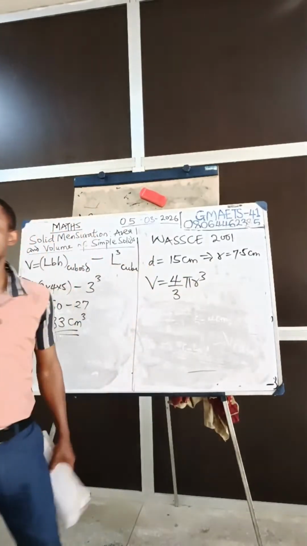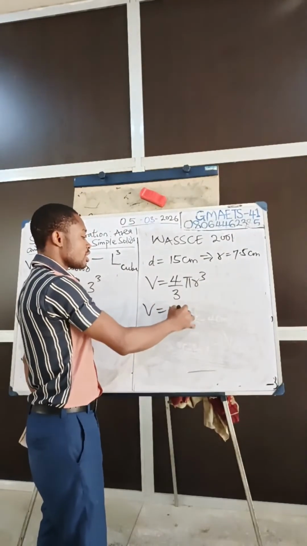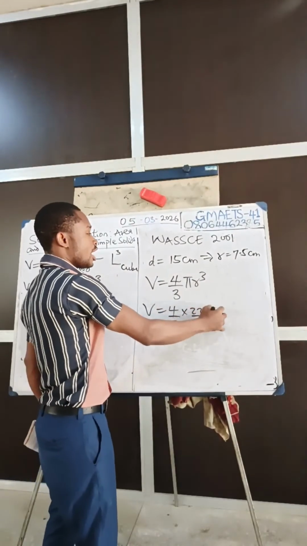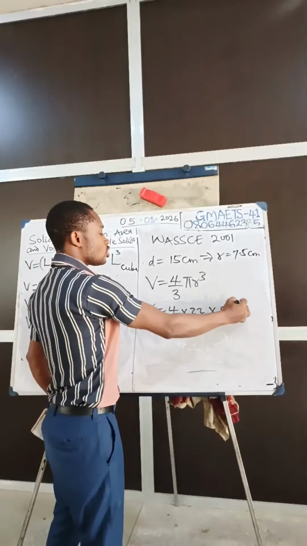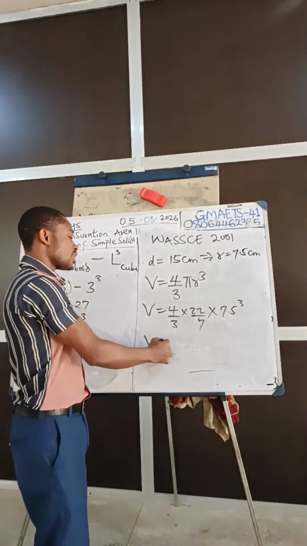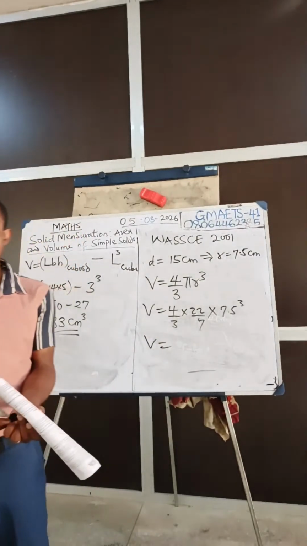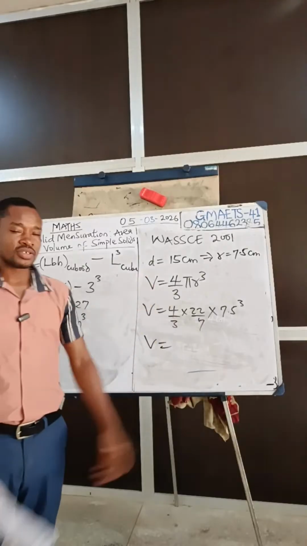So you substitute. V equals 4 over 3 times 22 over 7 times 7.5 raised to power what? 3. And then you simplify. Multiply this out and tell us. Just give me the final answer.